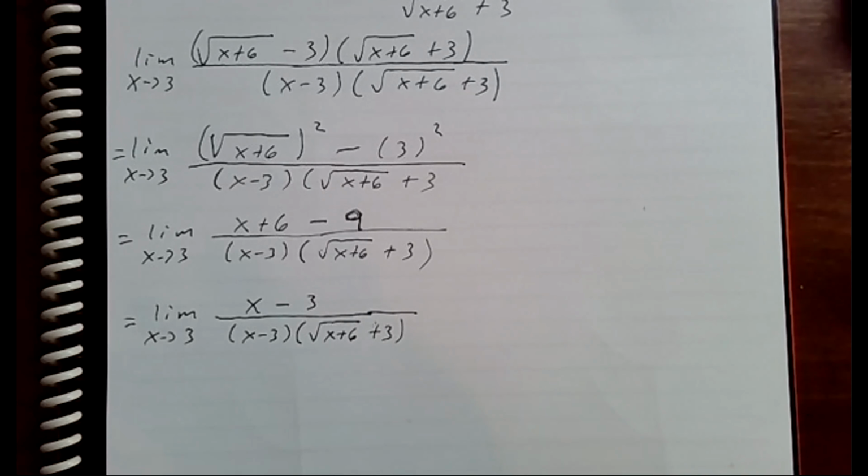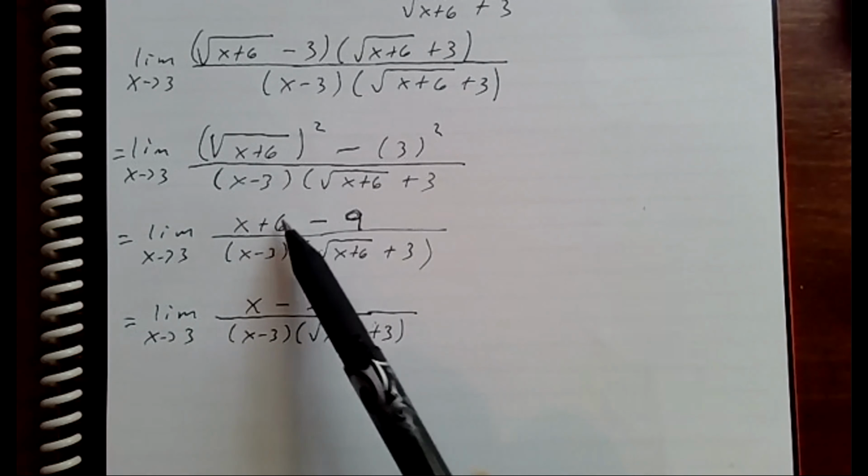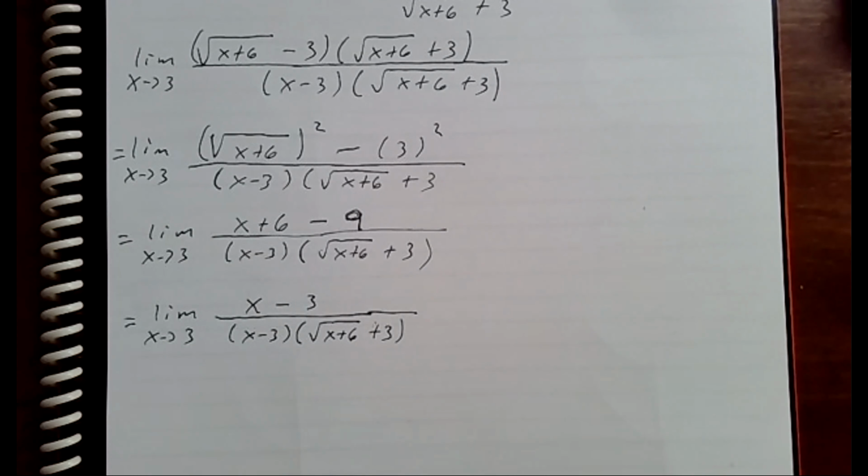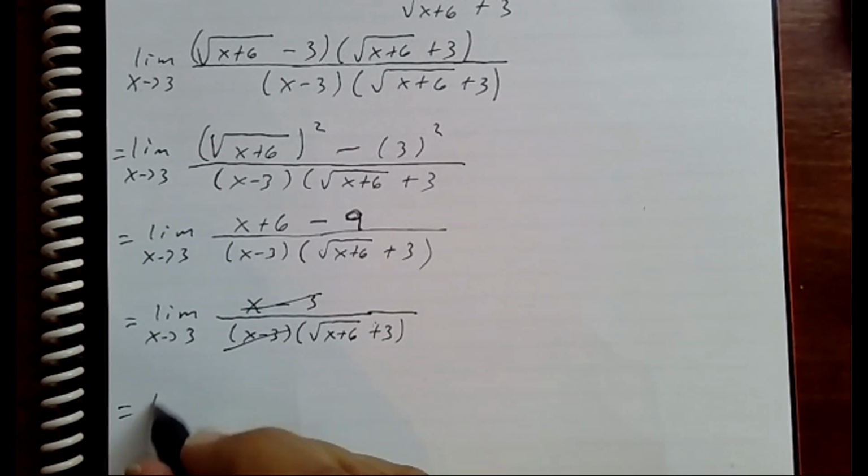So then once you do that, combine the 6 and the 9, and x minus 3 will cancel with that x minus 3. So I no longer have an issue taking the limit at 3. So that's how this technique allows us to take the limit. Is that clear?